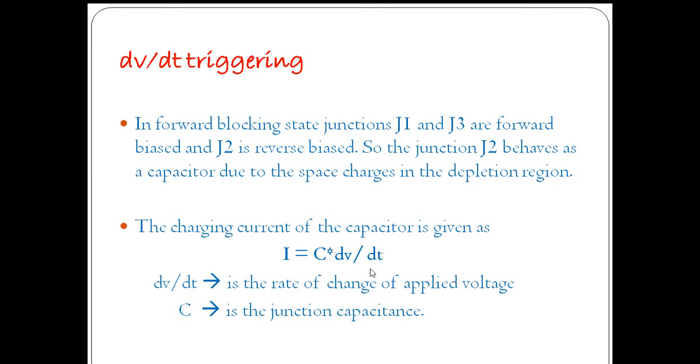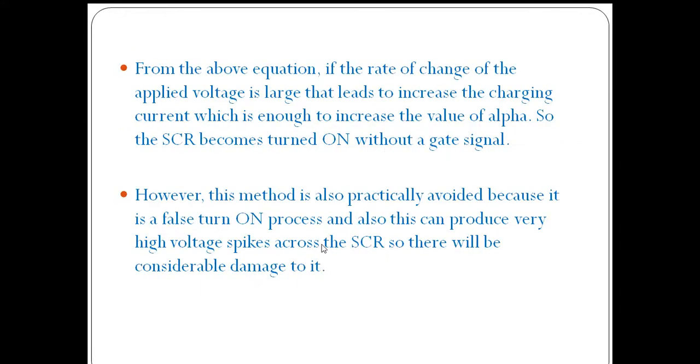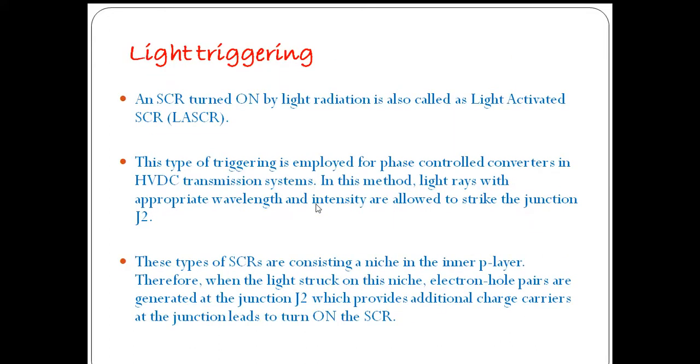So whenever the change of voltage appeared across the device with respect to time increases, current will be flowing and the device may get to turn on without gate signal because the value of alpha increases. So accordingly, the device may turn on. So next technique will be light triggering.